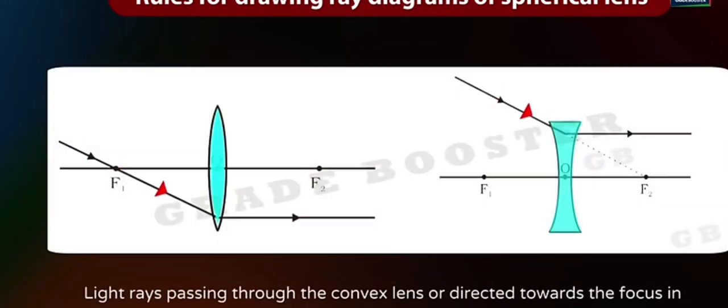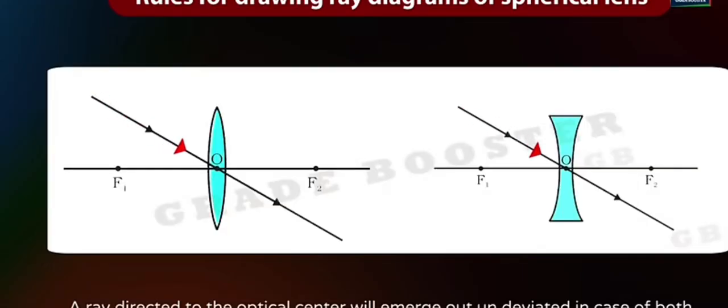Light rays passing through the focus in a convex lens or directed towards the focus in a concave lens will emerge parallel to the principal axis. A ray directed to the optical center will emerge out undeviated in case of both convex and concave lens. Image formation by convex lens.